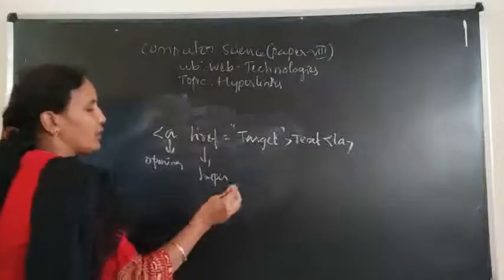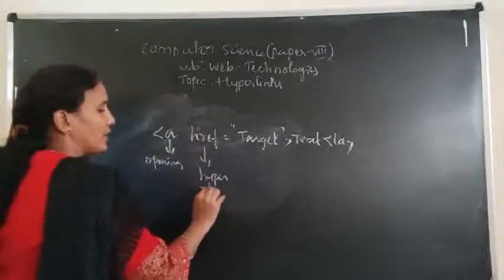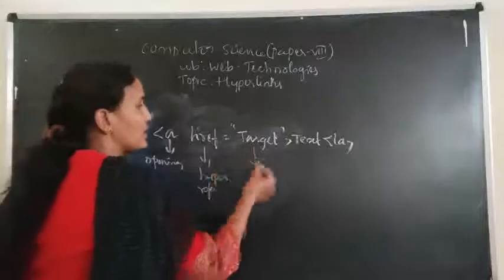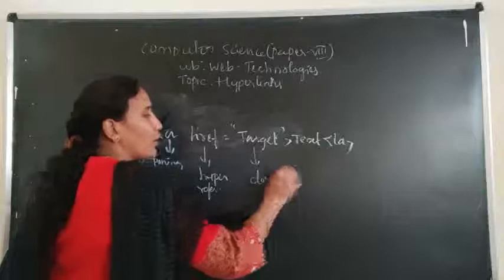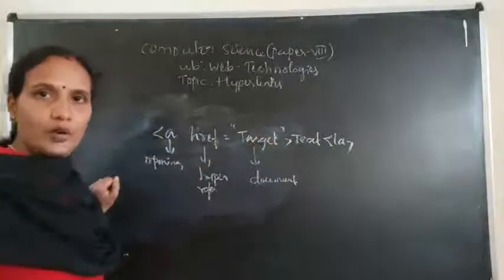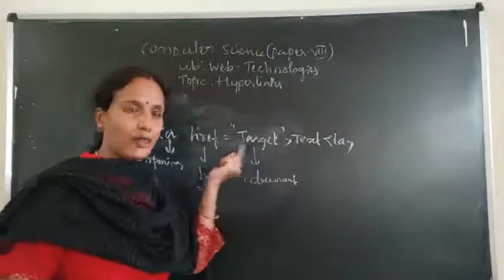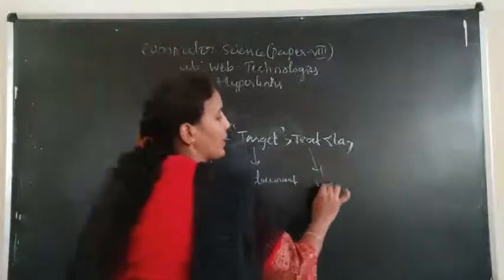This syntax you will get 2 marks. Hyper reference. Next, this is the document name. It means from the current document, to which document you want to move, that document name you should give. Next, this is the hypertext.